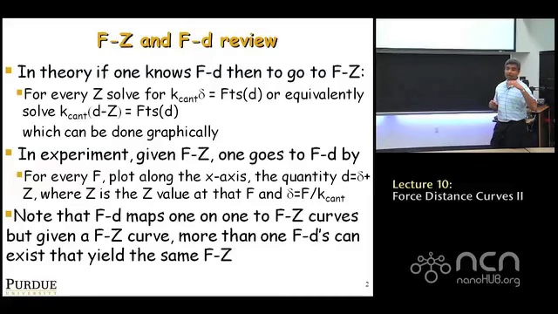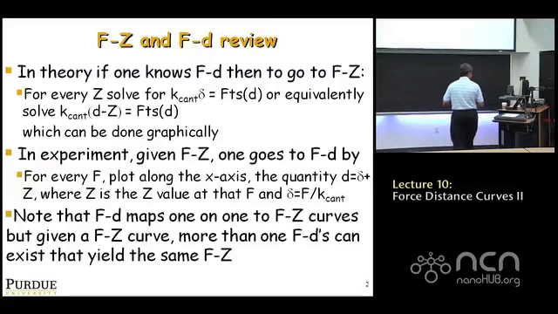And when you do that, how you do it is, you have F versus Z. For every force, you plot along the x-axis the quantity delta plus Z, which is, at every force, if you know what the Z value is, you add to it the cantilever deflection delta, and that gets you F versus D. So there are two ways, one going from FD to FZ, the other FZ to FD.